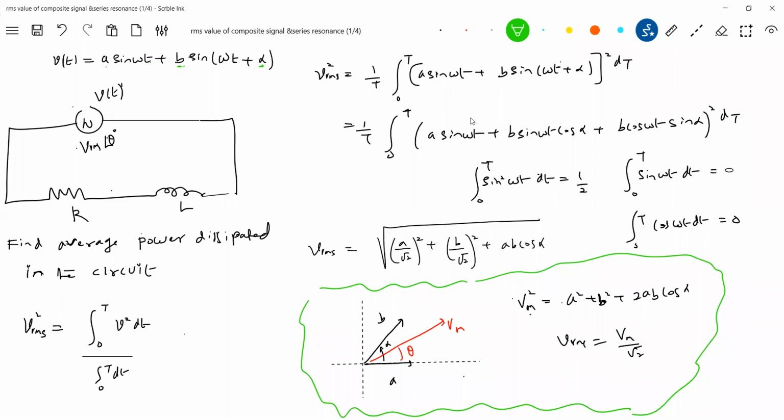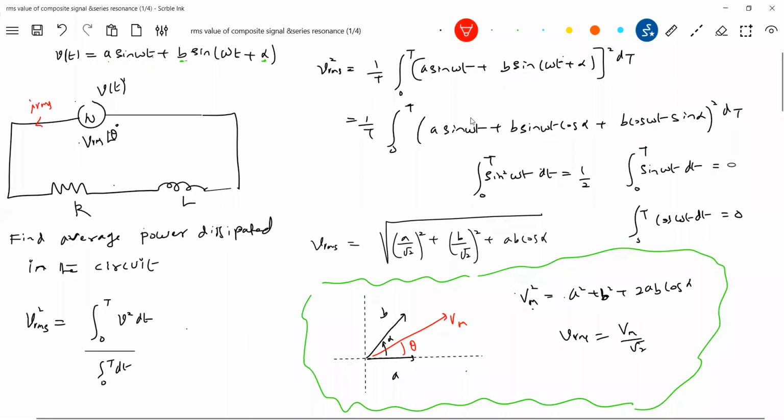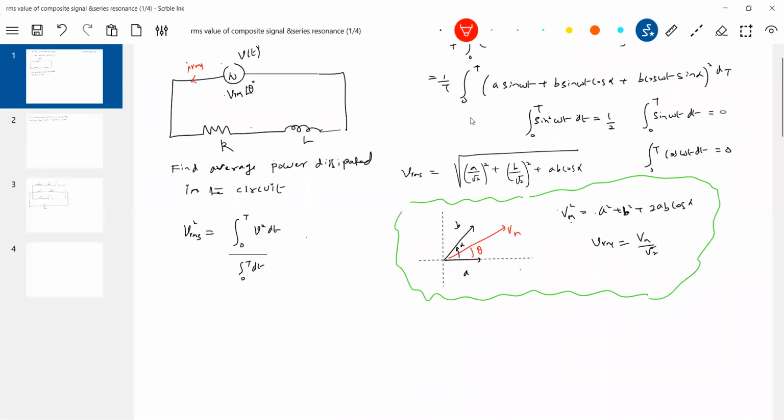This phase angle. Now, what is the average power? So you know VRMS. Then you should calculate the current I. How to calculate current I? IRMS is VRMS by impedance. Z is equal to the square root of R square plus XL square. Then IRMS equals VRMS by Z. Then what is the average power? Or else, you can also write VRMS times IRMS times cos phi.